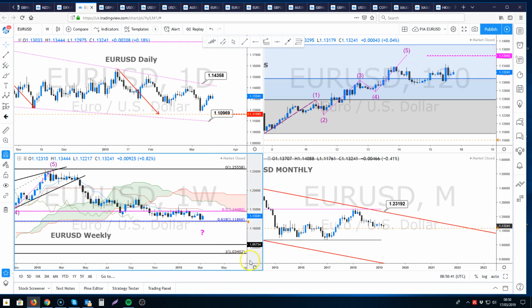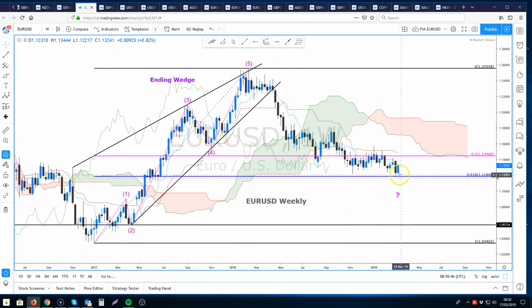If we go to this time frame, I suppose this is the most important time frame. 61.8% has found buying interest after a 5 wave count to the upside. So again, the whole move lower being corrective.